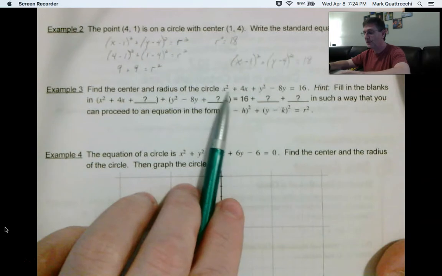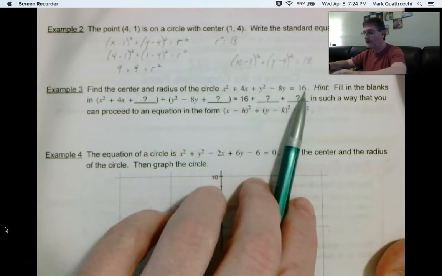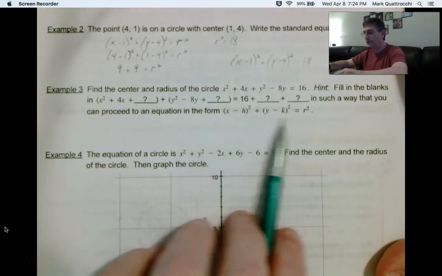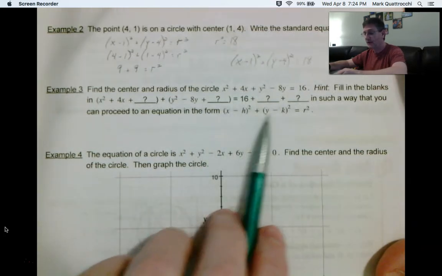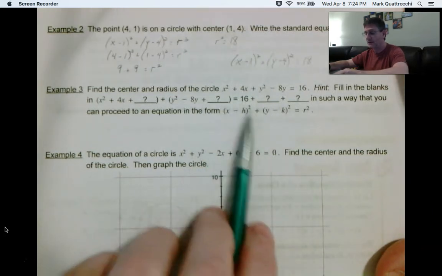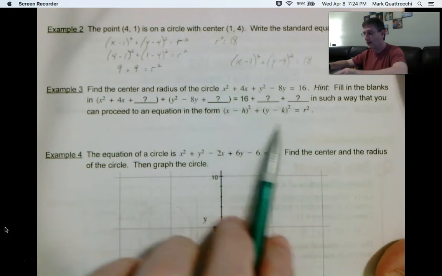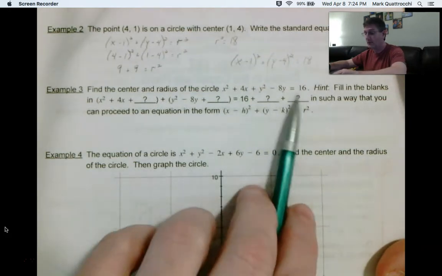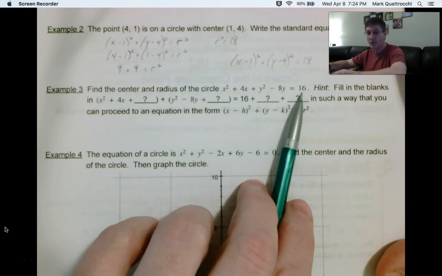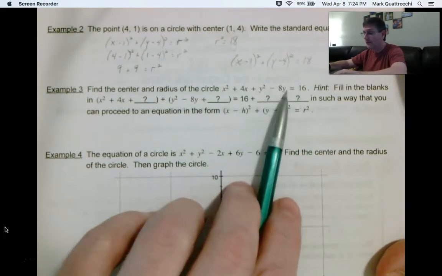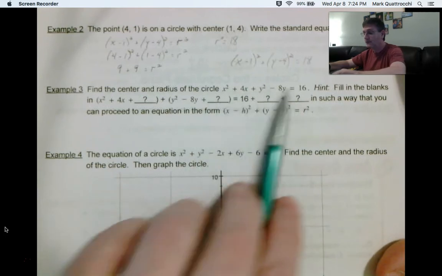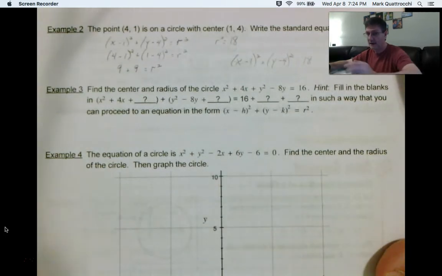We want to turn this equation into a standard form equation. So right now, it doesn't look anything like this. It doesn't look like we've got an x minus h squared, a y minus k squared, or an r squared. We can't read, we don't know that the r is 4. Probably isn't. So this is not r squared. We need to be able to turn this into this. How do we do that?